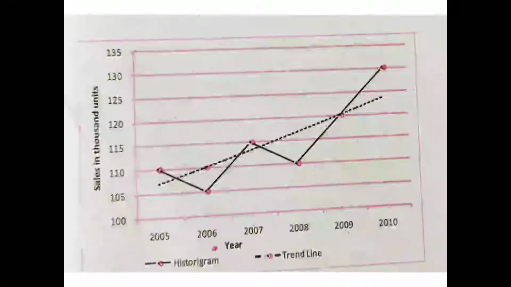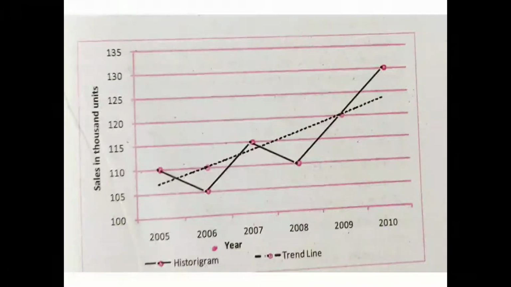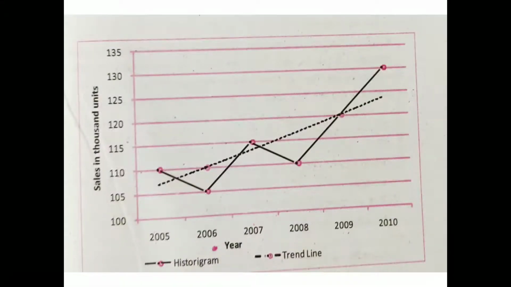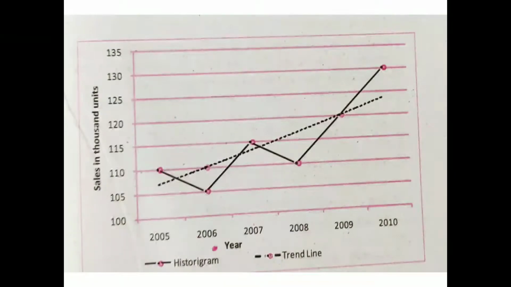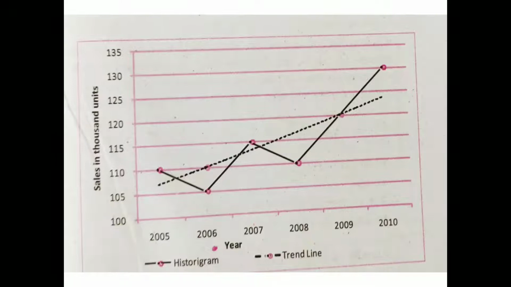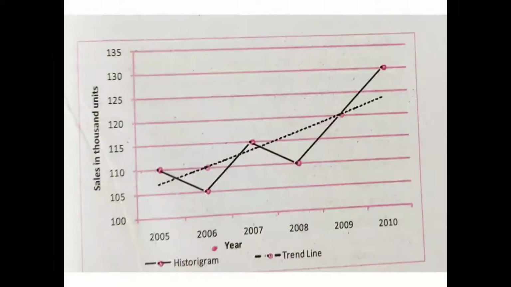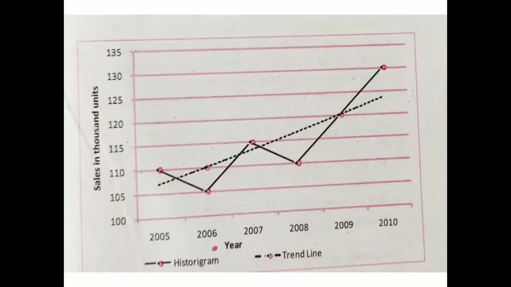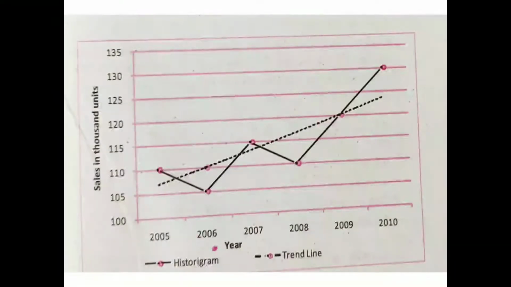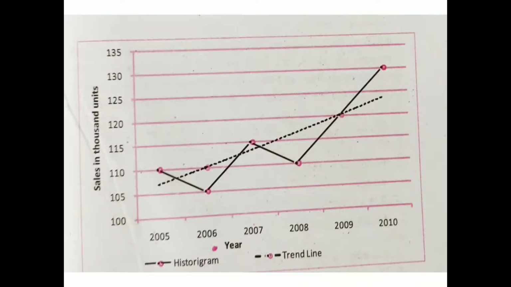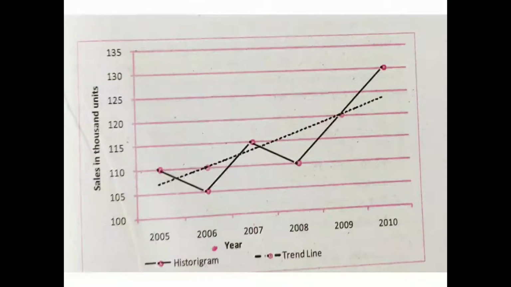You see the graph. First, the years you need to take on the horizontal axis, and sales in thousands of units you need to take on the vertical axis. Plot the points of the sales, then plot the trend values and draw the trend line. You can see the trend line is represented as the dotted line, and the histogram is represented as a straight line in between the dark dots.